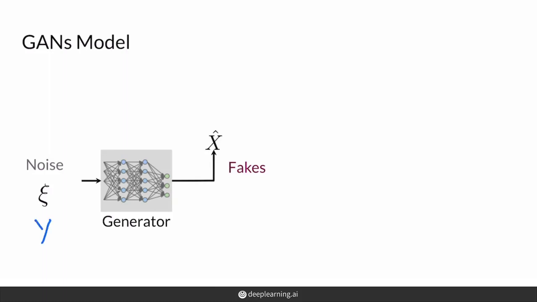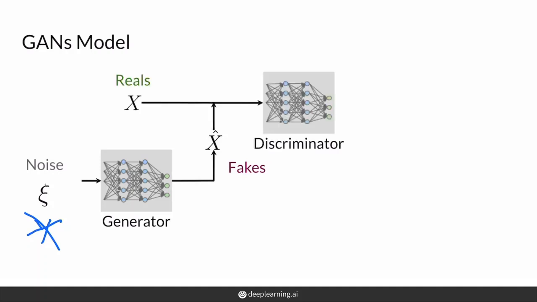And I don't need to pass a class to the generator, but I can if I'm generating lots of different classes. For now, I'm not going to pass a class to the generator. I'll show you how this works later. And then the generated examples, along with some real examples, are passed to the discriminator. And this probability, this output from the discriminator, is called y hat.